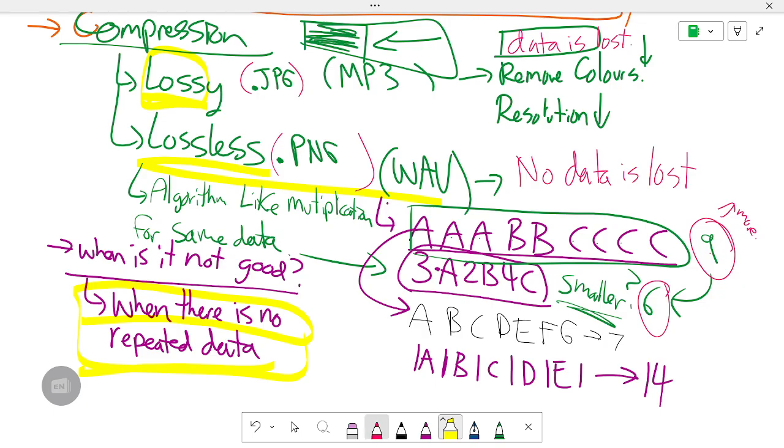Do you know the name of this? If you use the English alphabet, it's called RLE. It's called run length encoding. Run length encoding is like: run the length, how many do we have, when we use the multiplication? So RLE, run length encoding, is used for lossless compression. Okay, done.